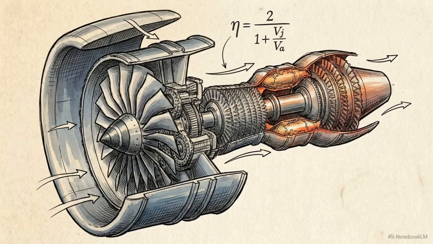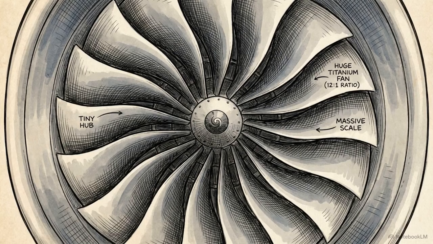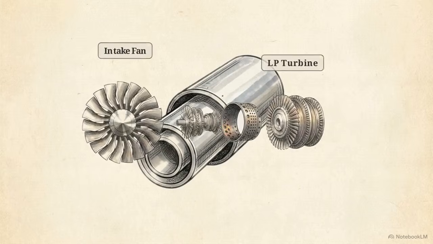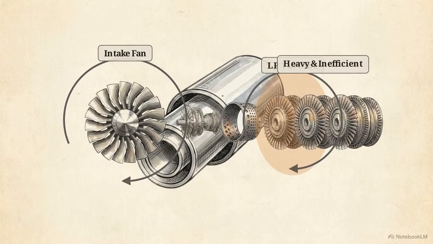Extracting maximum efficiency from the Froude equation forces engineers to construct incredibly complex mechanical systems, carefully balancing internal thermodynamics with external acoustic management. The direct drive spool architecture defining commercial turbofans for decades is now reaching its physical limits. As bypass ratios push past 12:1, the fan becomes too massive. If driven directly, the low-pressure turbine is forced to spin at the fan's low speed. Extracting enough energy at that low RPM requires adding heavy, inefficient turbine stages to the core.